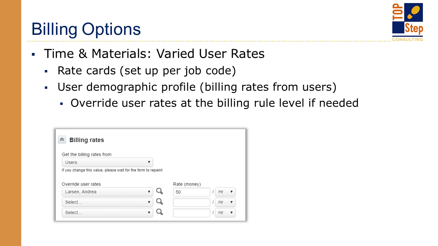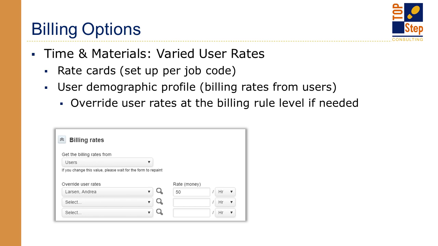And this is the same place that you would set up the option to bill from a rate card, which pulls from the job code. And then again, this is just an override. So in my example here, I've got Andrea set up as an override at $50 an hour. Maybe her default is $75 an hour that she bills out at, and I just need to change that based on this particular contract if you've got named users in there.